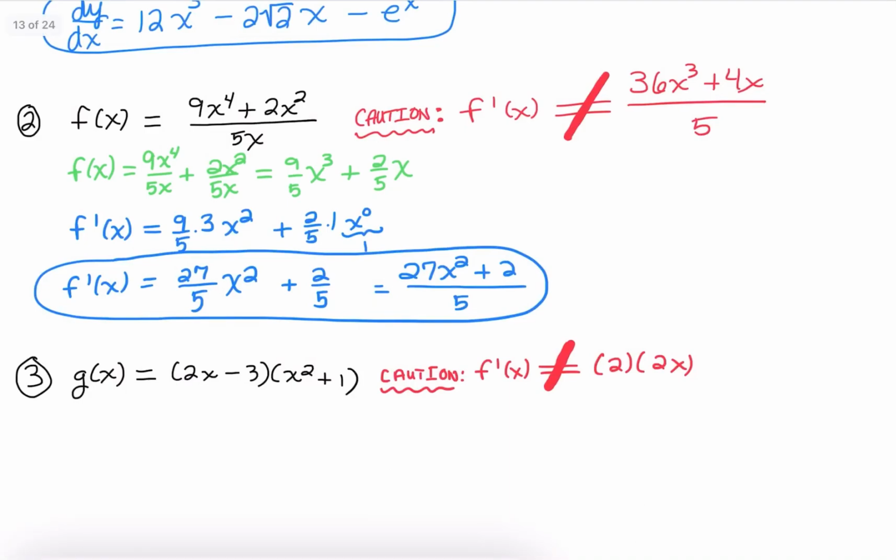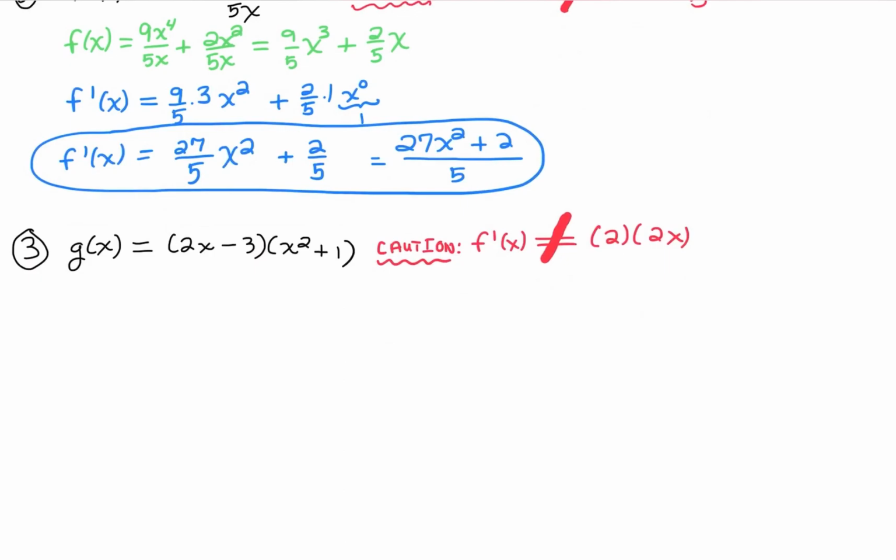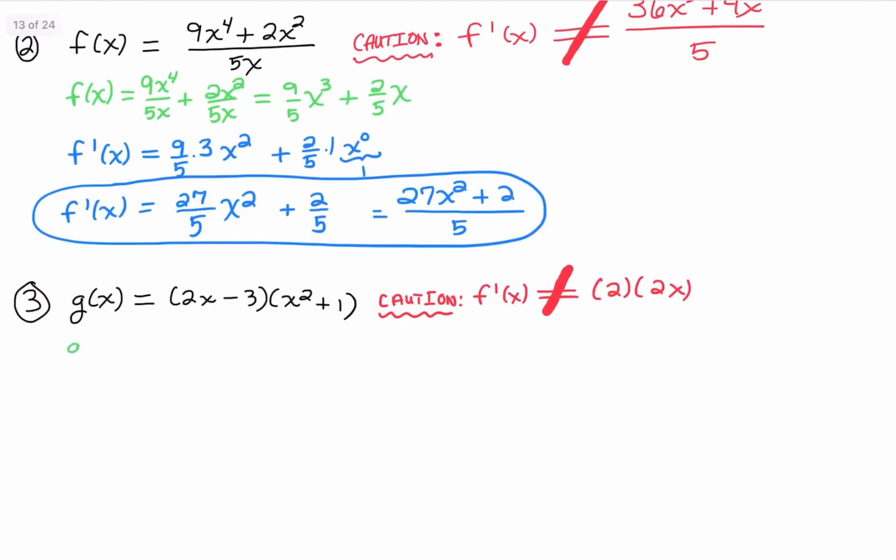Again, what can I do in this section? Not a lot. Right now, the only capabilities I have are to take a derivative term by term, x's to powers. Last time we had to do a little division first. This time we need to multiply it out first. So we're going to have 2x to the third minus 3x squared plus 2x minus 3.